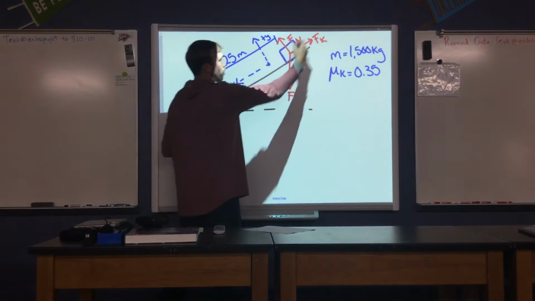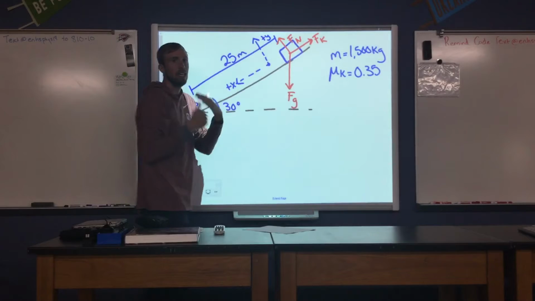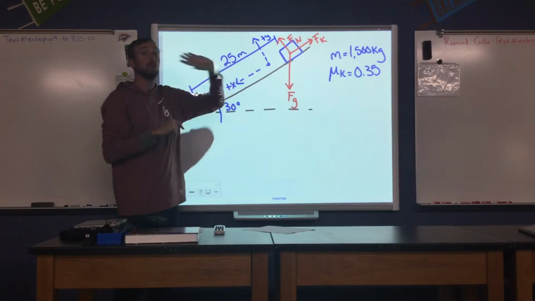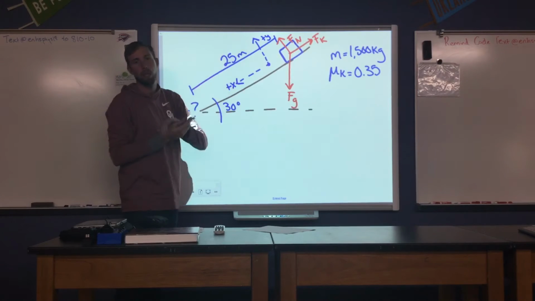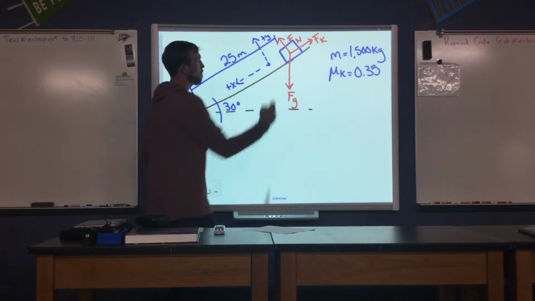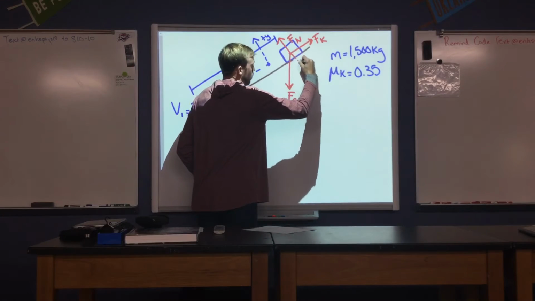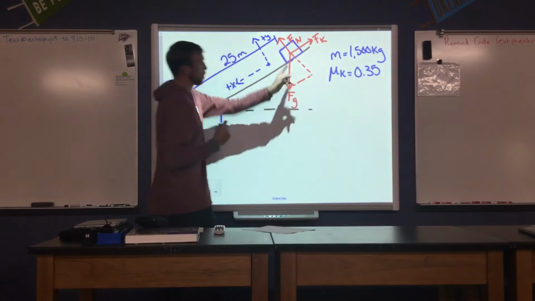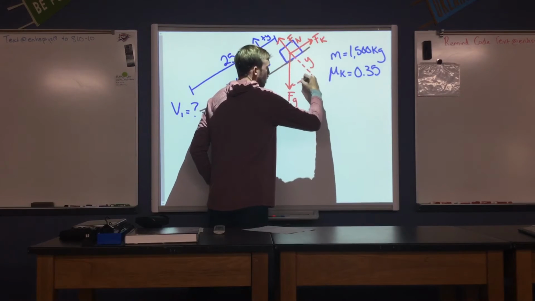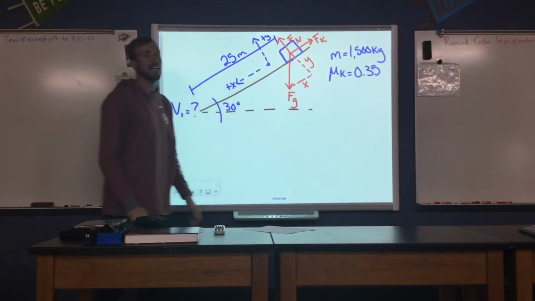We'll notice the force of friction is parallel to our plane, so it is in the x direction. And the normal force lines up, it's perpendicular to the plane, so it lines up with the y direction. But our force of gravity gives us a bit of a problem. And so that means we have to split our force of gravity into a component perpendicular to the plane, which we will call the y component, and a component parallel to the plane, which we'll call the x component.